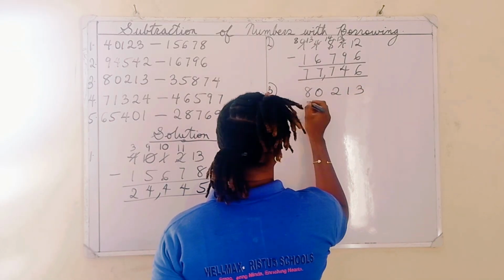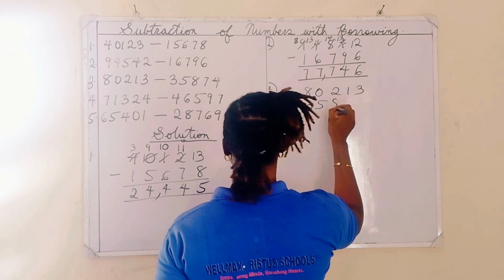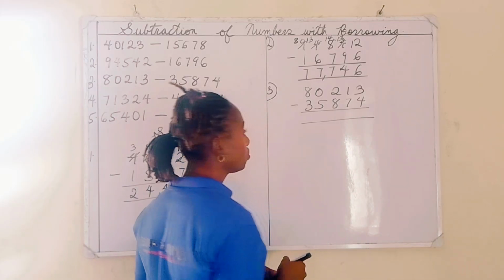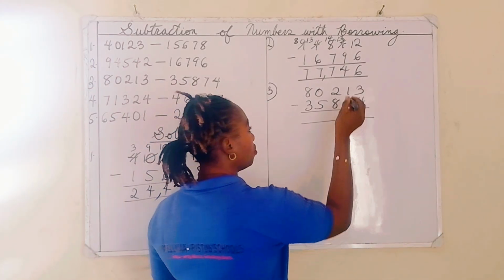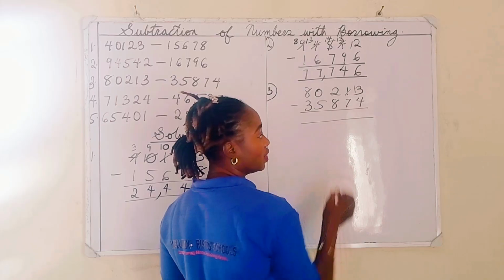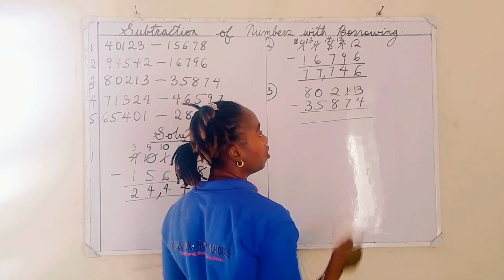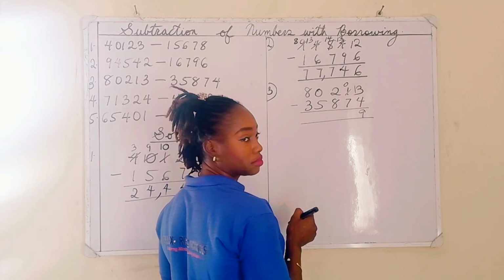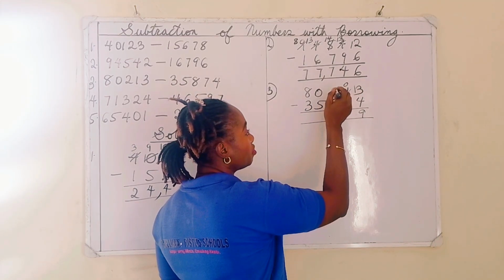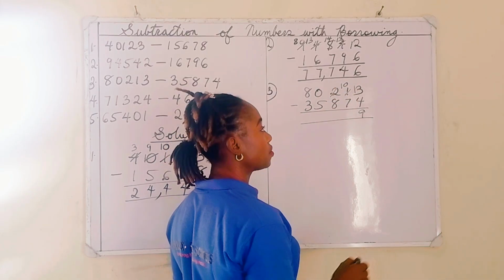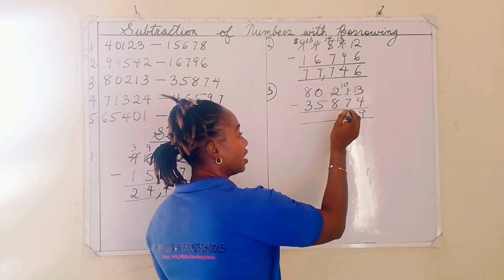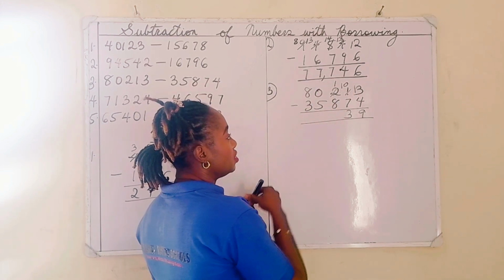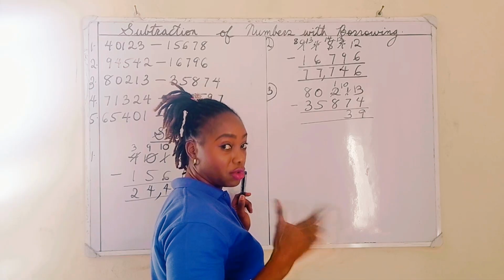80,213 minus 35,874. Okay? 3 take away 4 is impossible. We borrow 1 from 1 here, add it to 3 to make it 13. Then we have 13 take away 4, that's 9. And then we have 0 left here, right? We borrow 1 from 2, add it to 0 to make it 10. Now 10 take away 7, that gives us 3. We're left with 1 here. 0, we cannot borrow any number from 0 because 0 is nothing.